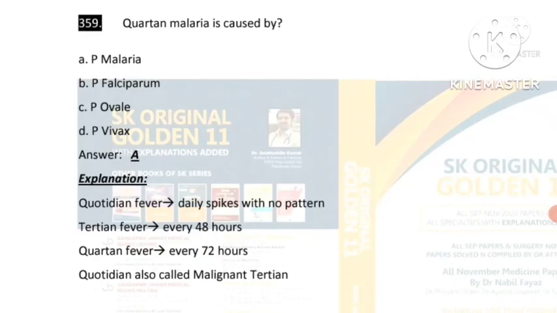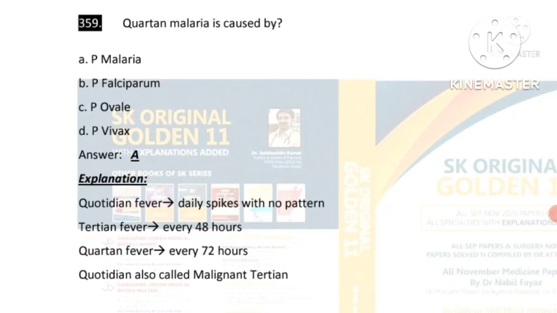Plasmodium malariae. So quotidian malaria has daily spikes with no pattern. Tertian malaria spike occurs every 48 hours. In quartan malaria, spike of fever occurs every 72 hours. And quotidian malaria is also called malignant tertian malaria, which is caused by Plasmodium falciparum.